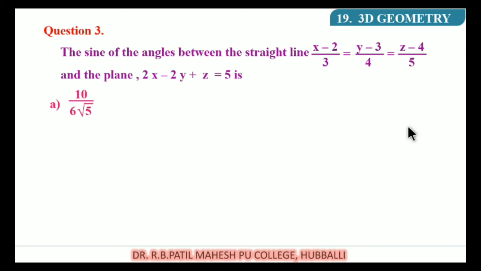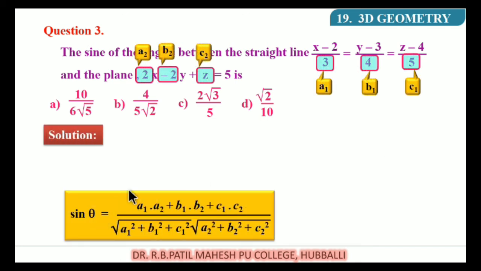option A 10 by 6 into square root of 5, B option 4 by 5 into square root of 2, C option 2 into square root of 3 by 5, D option square root of 2 divided by 10. Now let us take the solution. Sin theta will be equal to a1 into a2 plus b1 into b2 plus c1 into c2 divided by square root of a1 square plus b1 square plus c1 square into square root of a2 square plus b2 square plus c2 square.